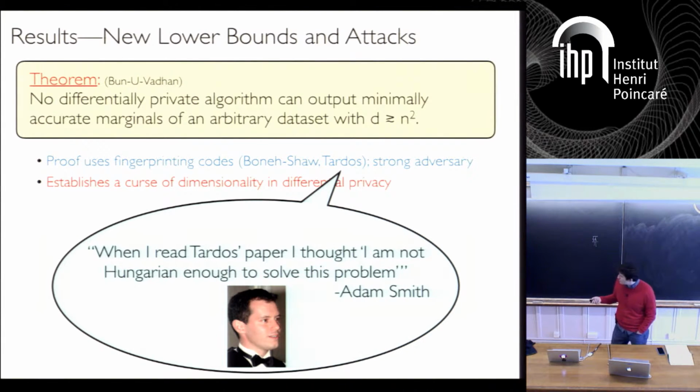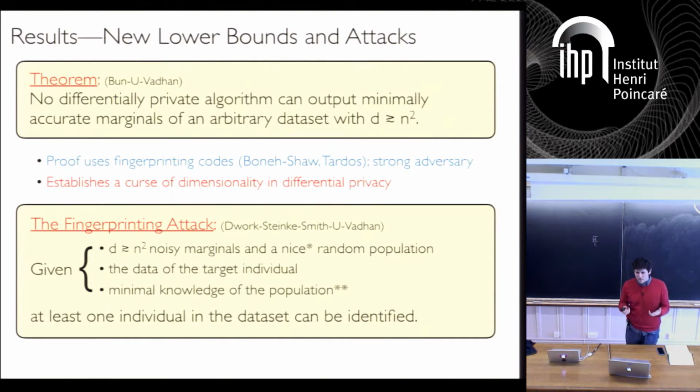Okay, so what we did is we went into the guts of this fingerprinting code, and we showed that the methods in this fingerprinting code paper actually give attacks that work under fairly plausible assumptions. So let me describe this theorem, which is from a paper with Cynthia and Adam, as well as Thomas Steinke and Salil Vadhan. Let me start by saying what the conclusion is.